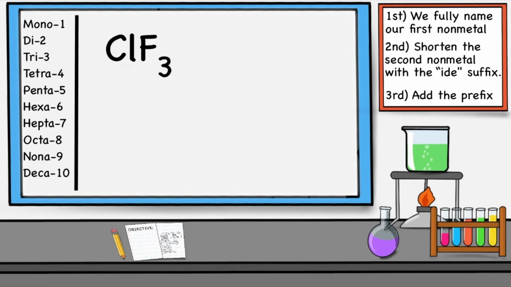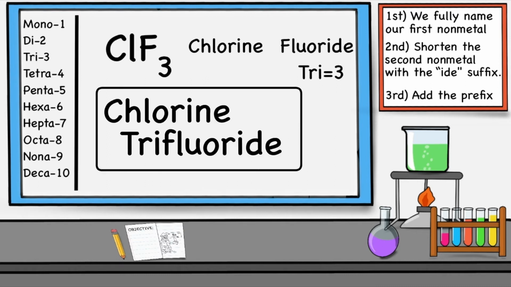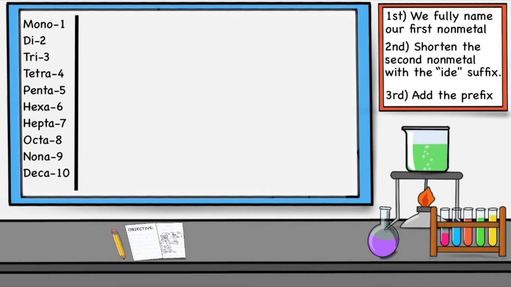Our third one is ClF3. We've got chlorine and fluorine. Chlorine is your first element, and fluorine's your second one, and that shortens to fluoride. I have 3 fluorines, so that's going to be chlorine trifluoride. Not too bad, right? 2 more.